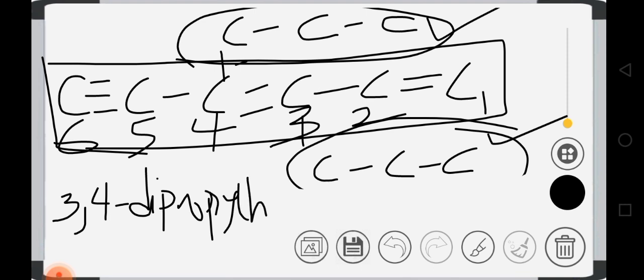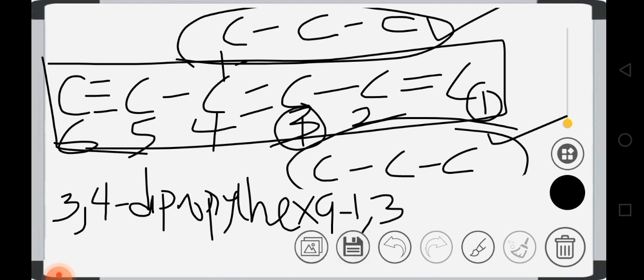Then I will now say hexa. Instead of saying 1,3 hexa, I will now say hexa. Then we have a double bond attached to the first carbon, hexa-1. The other one is attached to the third carbon, 3. And what is attached to 1,3? The ene. Remember, the double bond is ene.